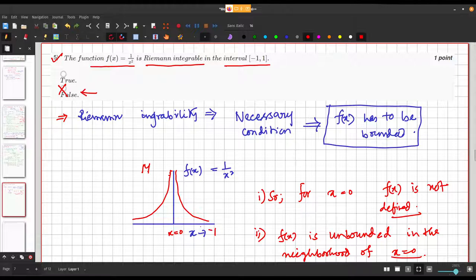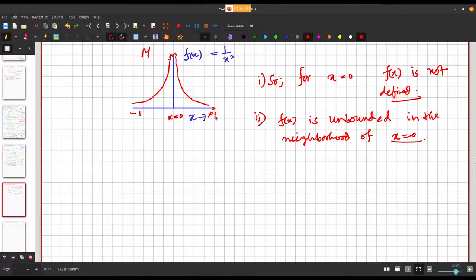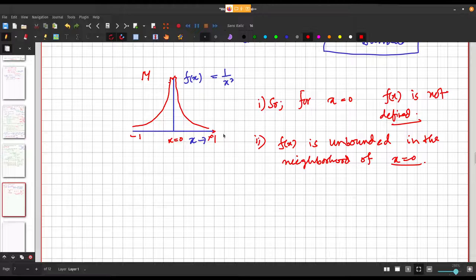So let us do the limits here. This is plus 1, this is minus 1. Okay, so not Riemann integrable. Okay, so is there any doubt for this problem? If there are any doubts, then please let me know in the chat box or unmute yourself and ask. Otherwise, I'll move to the problem number 6.